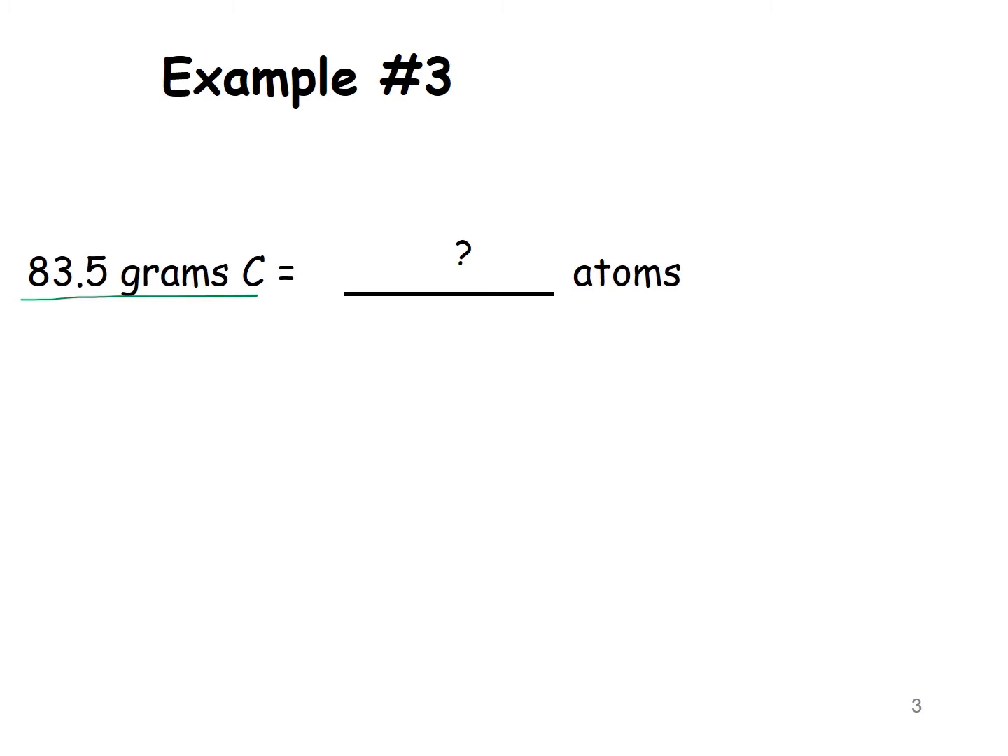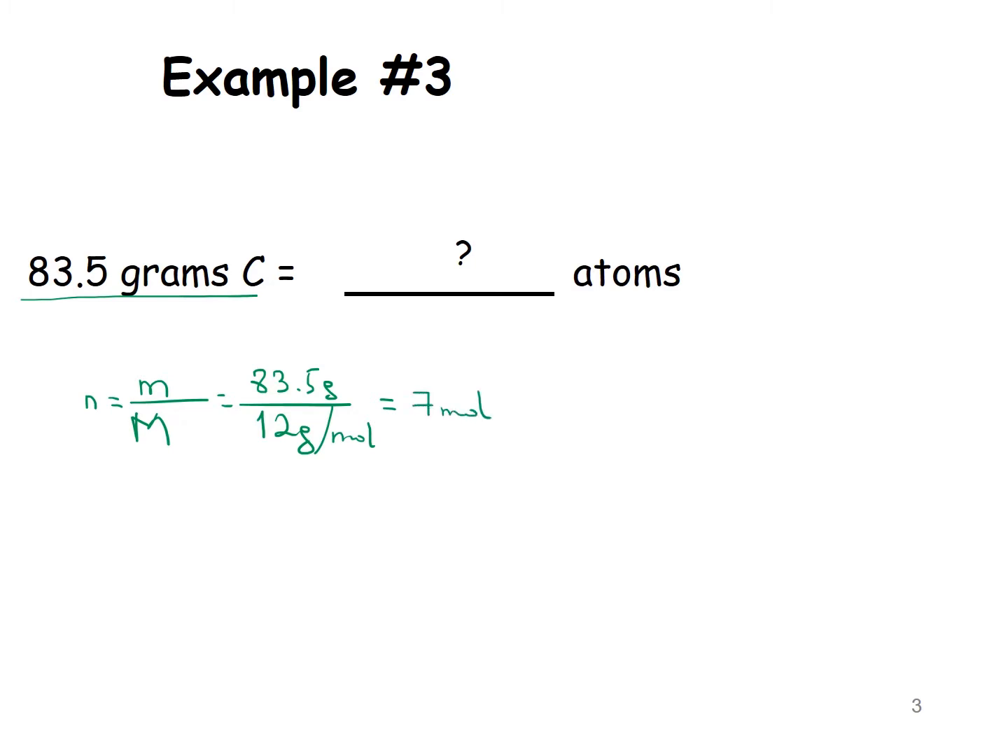Okay, and here as well, you're gonna first find the moles. So again, moles is equal to the given mass of the sample divided by the molar mass, which is 83.5 grams over 12 grams per mole. That's the molar mass of the carbon that I get from the periodic table. So let's divide. I have 83.5 divided by 12, and that's going to be 7 moles.